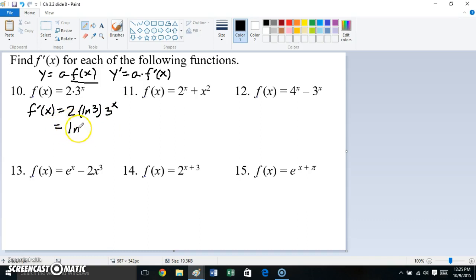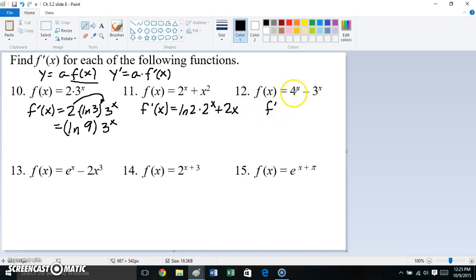You could also say this is the natural log of 9 times 3 to the x, using your logarithm rules and bringing the coefficient up to the exponent. Okay, f prime of x for number 11. We have two pieces. We have an exponential function and a power function. The derivative is the natural log of 2 times 2 to the x plus 2x by the power rule.